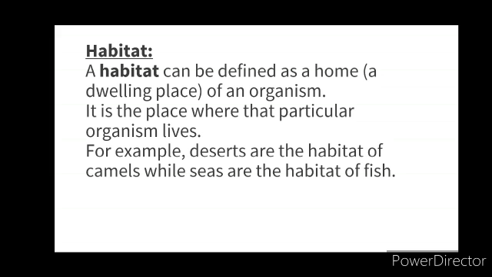Students, now we are going to know habitat. A habitat can be defined as a home or a dwelling place of an organism. It is the place where that particular organism lives. For example, deserts are the habitat of camels while seas are the habitat of fish. The habitat provides food, water, air, shelter and other needs to organisms. Several kinds of plants and animals live in the same habitat.